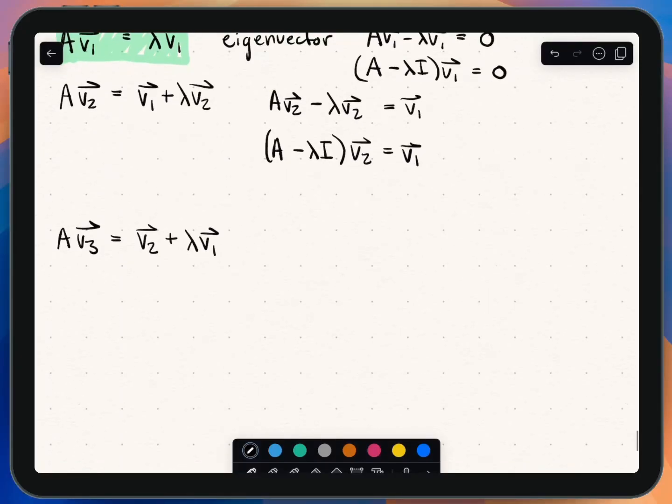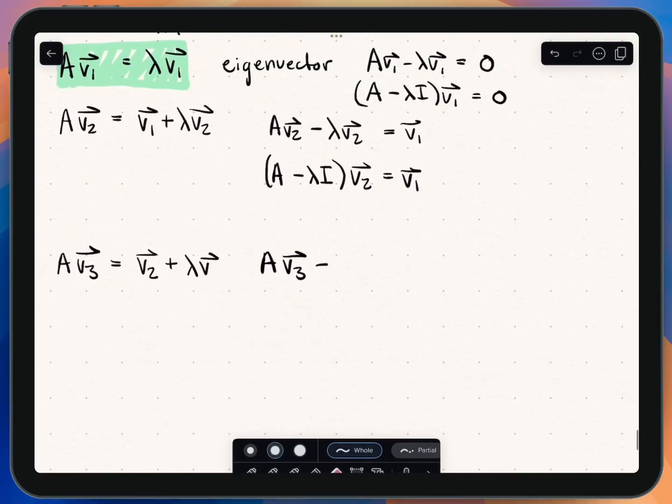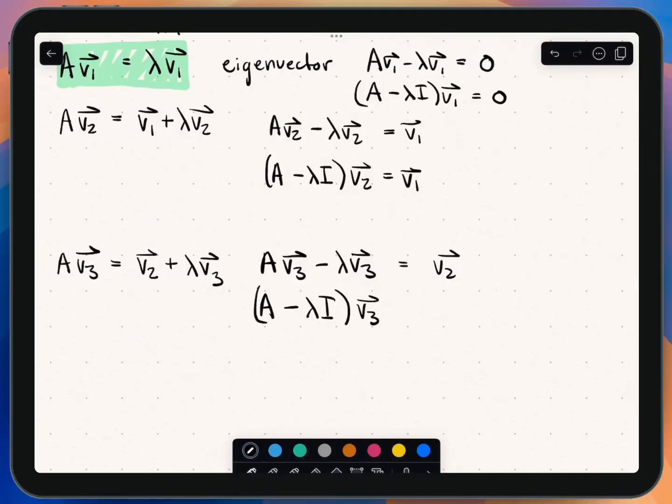And if I do the same trick on this third one here, we're going to say A v3 minus lambda v3 is equal to v2. This is going to get us (A minus lambda I) v3 is equal to v2. And now what has happened?